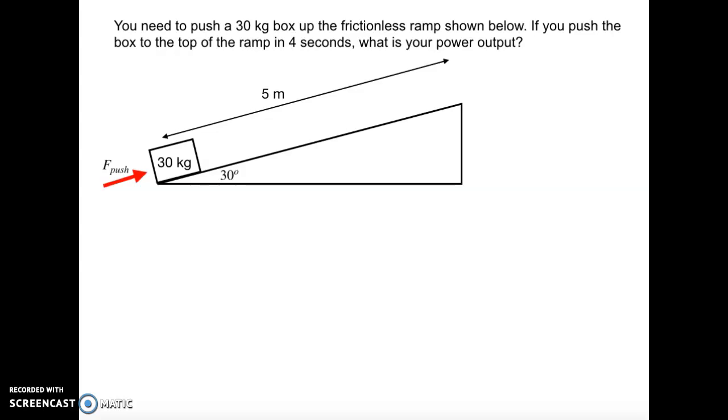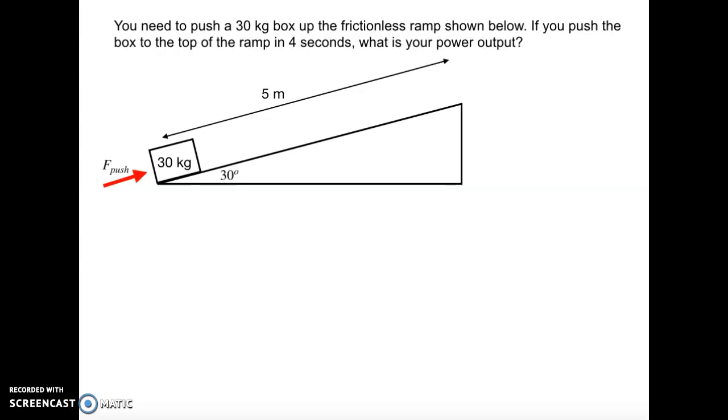Let's look at an example involving power. You'd have a 30 kilogram box that you are going to push up a ramp, a length of 5 meters, and we want to know if you push the box up the ramp in 4 seconds, what is your power output? And we're going to assume the ramp is frictionless, but of course there is gravity, so it does require effort for you to push this box up the ramp.